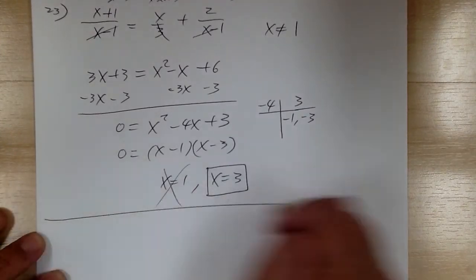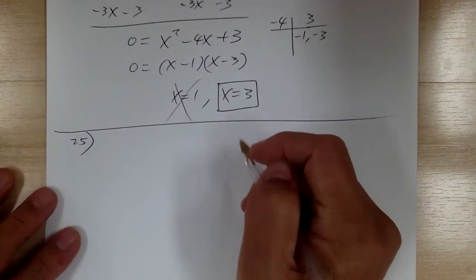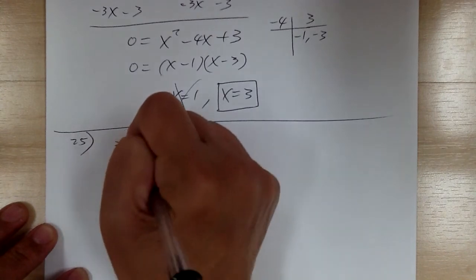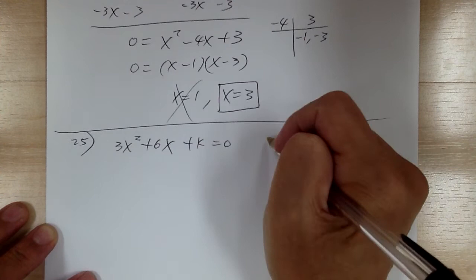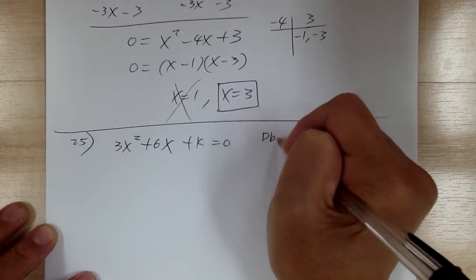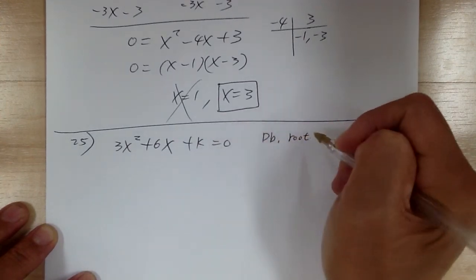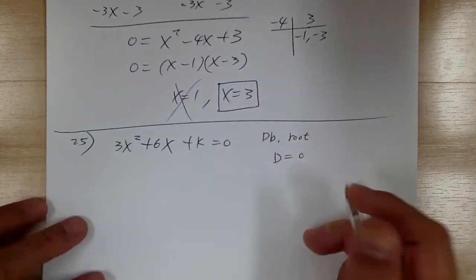Okay, let's go to 25. So you've got 3x squared plus 6x plus k equal to 0, and you have the double root. Double root means d equal to 0. Okay, that's what it means.